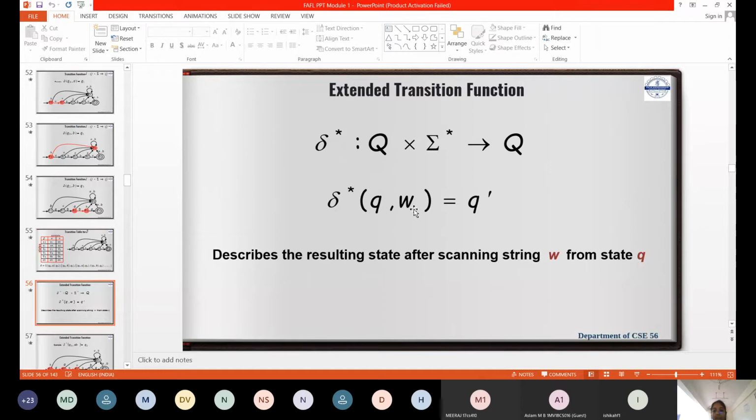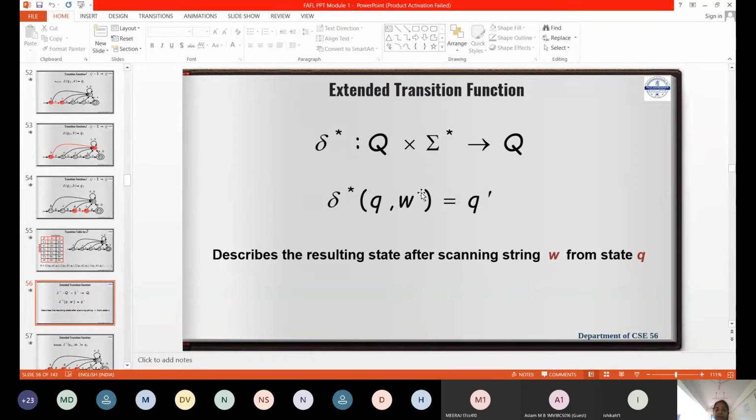Yes, ma'am. Any doubts? If you have, ask me. Extended transition function: I'm going to expand it on every input character that I got. So that's why it is sigma star, where here w is your string.